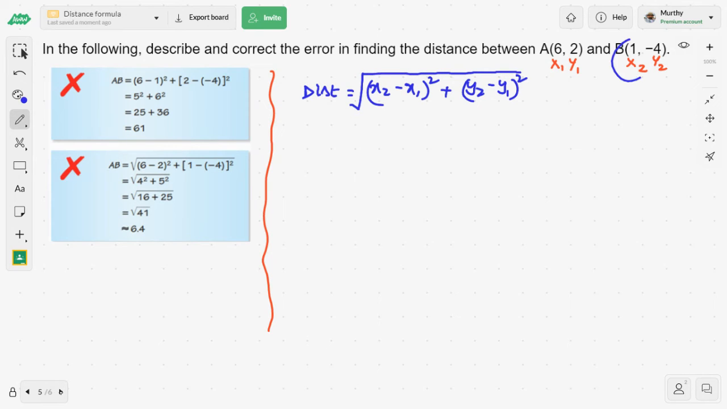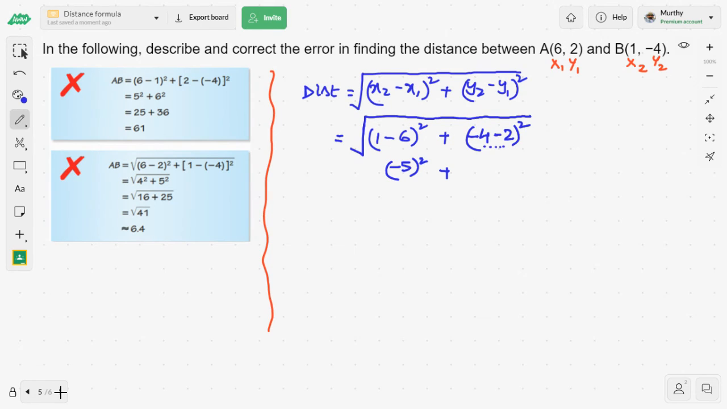So just plug in the values. x2 minus x1, those values are 1 minus 6 whole squared plus, what is y2? Negative 4 subtract 2. Therefore it is negative 4 subtract 2 whole squared. Okay, so I'm not looking at whatever the other analysis is given. Now what is 1 minus 6? If you want, you can make use of a calculator. That gives me negative 5 squared, and negative 4 minus 2 gives me negative 6 squared. Okay, then that is under the square root.